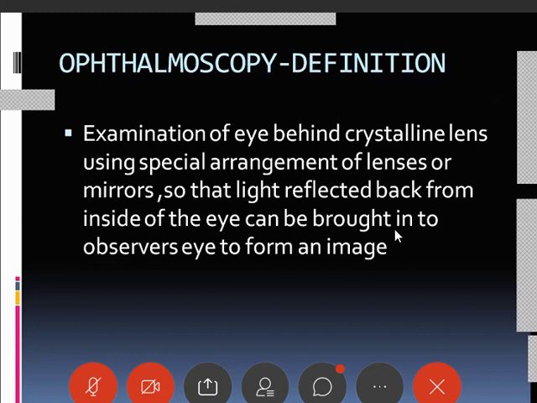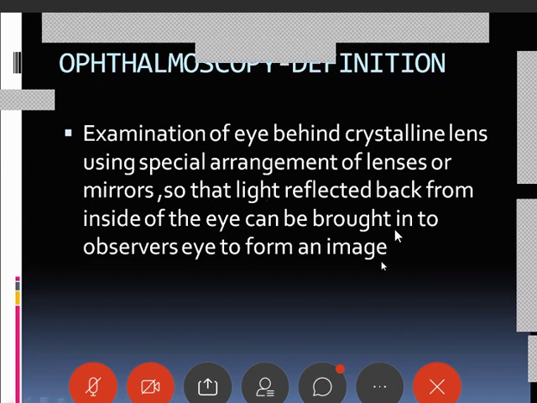Then come to how to examine this retina. The examination of the retina or the fundus is known as ophthalmoscopy. So what is ophthalmoscopy? It is the examination of the eye behind the crystalline lens using a special arrangement of lenses or mirrors so that the light which is reflected back from inside of the eye can be brought into the observer's eye to form an image.